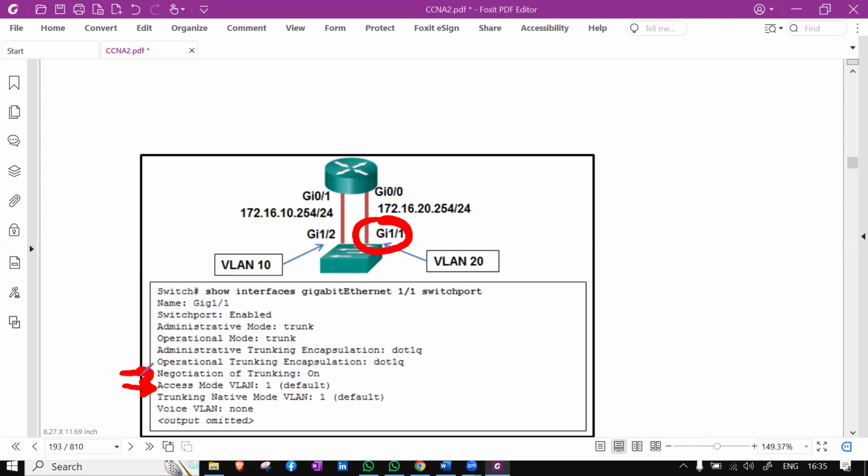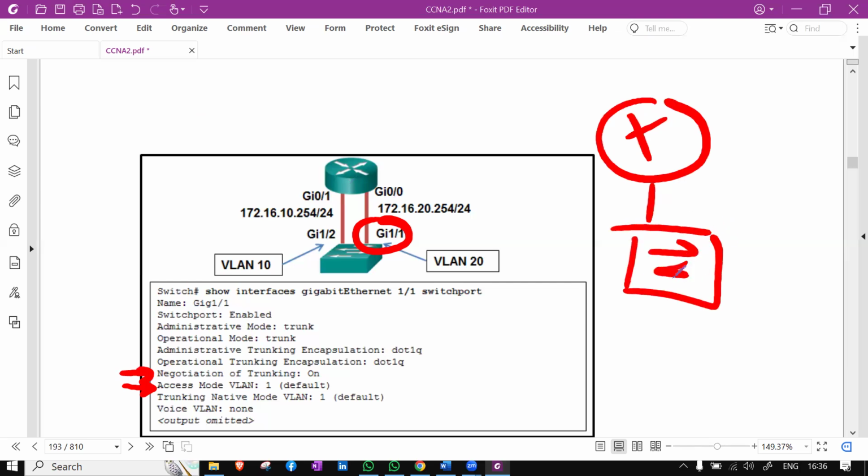Yeah, and you did the configurations legacy here. Regarding the explanation, router on a stick, we have something like this, and we are using one physical interface for communication between multiple VLANs.